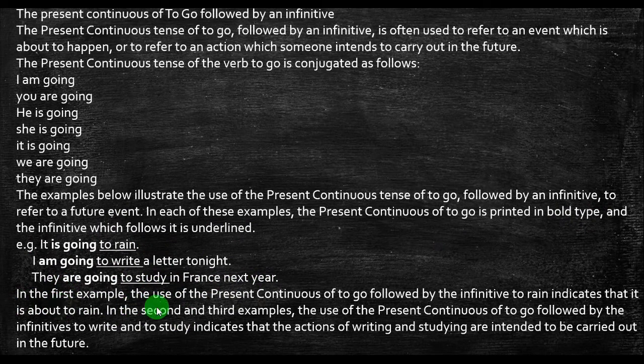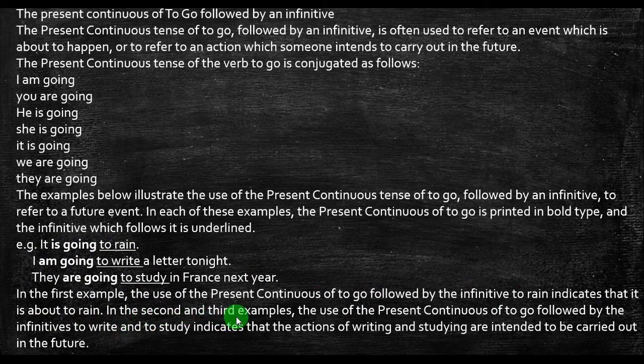So in the first example, the use of present continuous of to go followed by the infinitive to rain indicates that it is about to rain. Here it is going to rain means rain is about to happen, talking about future.